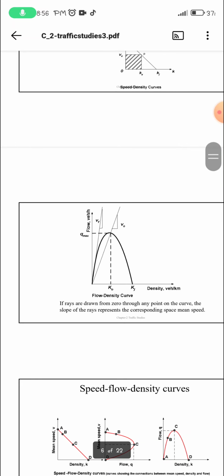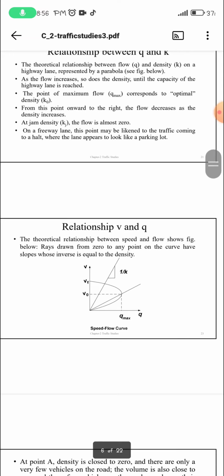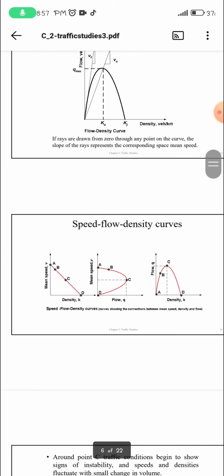If rays are drawn from 0 through any point on the curve, the slope of the rays represents the corresponding space mean speed. Relationship between P and Q. The theoretical relationship between speed and flow is shown in the figure below. Rays drawn from 0 to any point on the curve have a slope whose inverse is equal to the density.